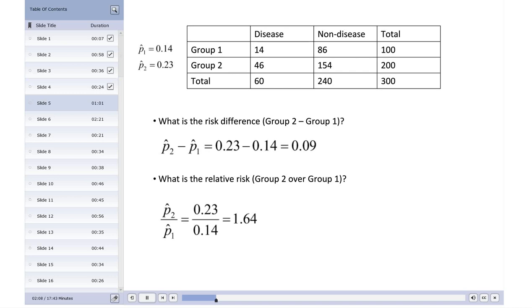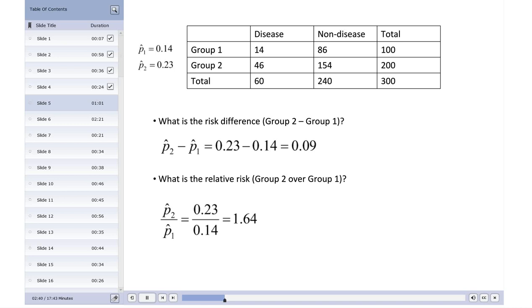Now that we've calculated the sample proportion for the two groups, we're going to calculate a couple of quantities that involve comparing these two numbers. The first is the risk difference, and you'll see in parentheses it says Group 2 minus Group 1. So to calculate that, we're just going to calculate P2 hat minus P1 hat, which is 0.23 minus 0.14, and the answer is 0.09. This number basically tells us that the probability of having the disease in Group 2 is 9 percentage points higher than the probability of having the disease in Group 1.